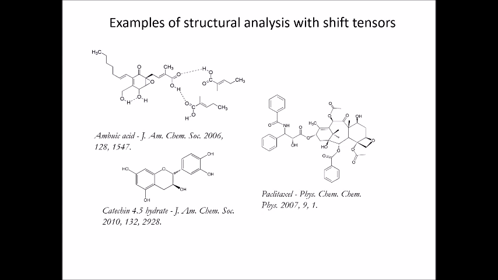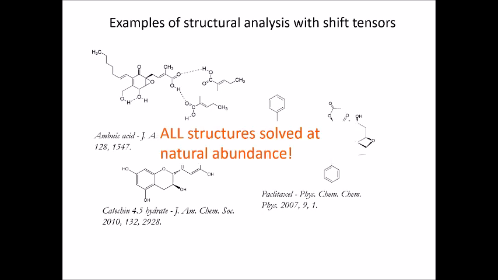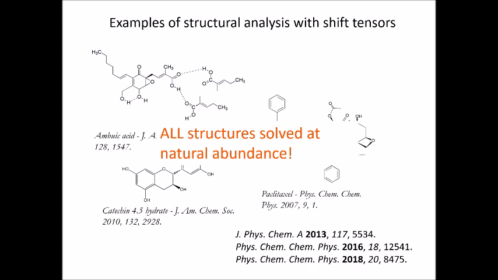Here are some examples of structures we've solved over the last 20 years. Ambuic acid is a biofilm inhibitor that came out of a fungus in Papua New Guinea. Catechin is one of the best water-soluble antioxidants, and it occurs in all sorts of fruits and vegetables that you eat. We published that one in 2010. Paclitaxel, the anti-cancer drug, was published 13 years ago. So lots of structures have now been solved. In our group, we were able to solve them all at natural abundance. Other methods are now available that can allow for labeled materials too. And here are some other references if you have interest in looking at how to do structure with the chemical shift tensor analysis.